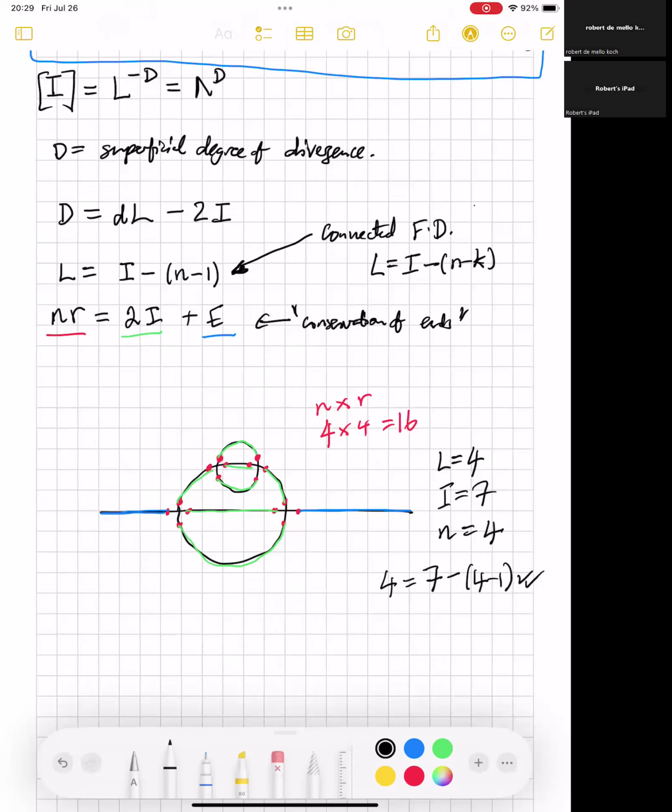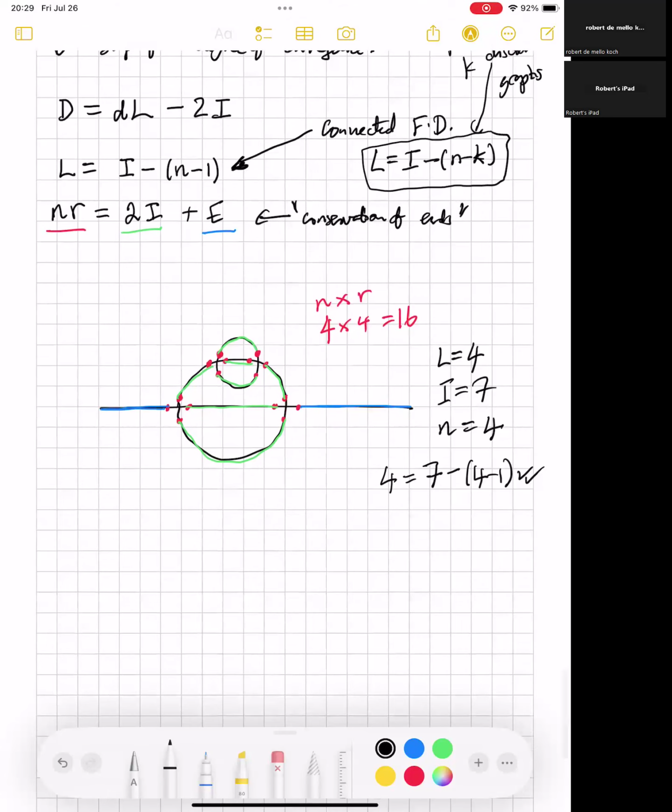Okay, so that was for a connected Feynman diagram. This equation is for a Feynman diagram with k disconnected graphs. And you could check that exactly the same way that we just checked the other equation. Good.